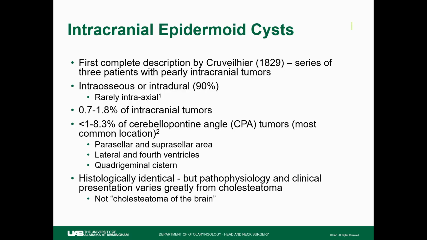Intracranial epidermoids are in fact the 3rd most common tumor of the cerebellopontine angle, and for intracranial epidermoids, the CPA is the most common location. They can also be found in the parasellar and suprasellar areas, the lateral and fourth ventricles, and the quadrigeminal cistern. One point we will emphasize today is that while intracranial epidermoids are histologically identical to cholesteatoma, they are a different disease. Their pathophysiology and clinical presentation are different.